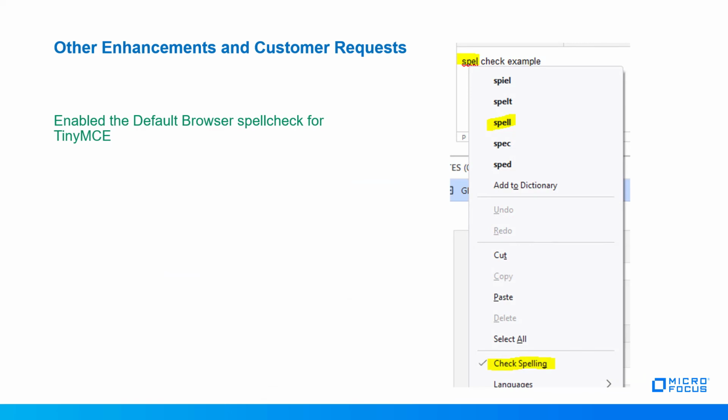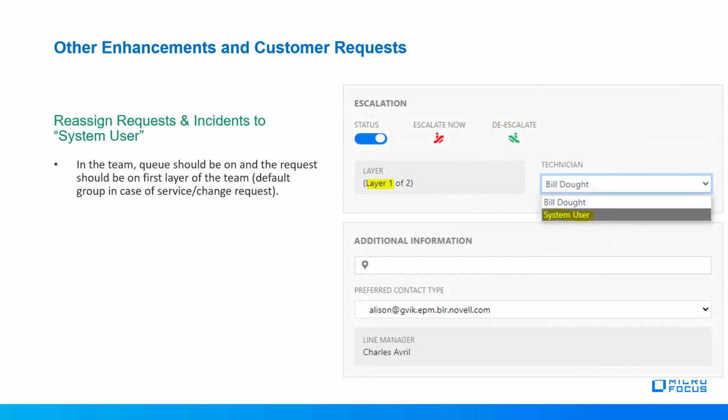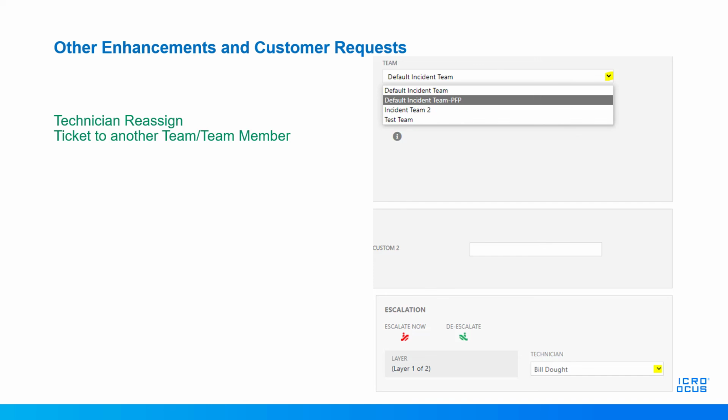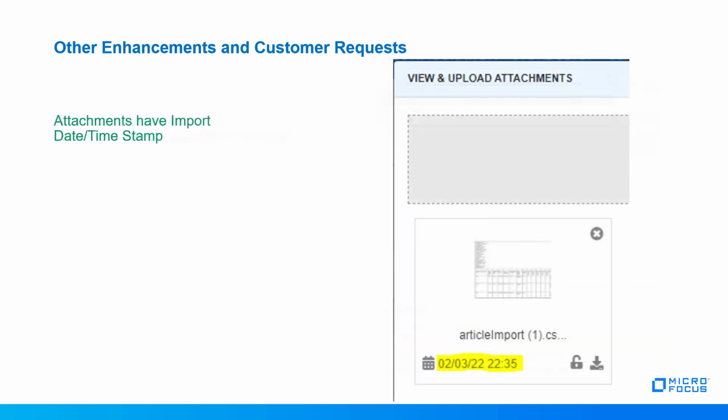Being able to assign a ticket back to the system user can be configured in the team where queue should be turned on, and you'll see the system user in the technician list if the request is on the first layer of the team. You can also reassign a ticket to another team or another team technician even if you are not part of that team. Another minor cosmetic adjustment where attachments now have the uploaded date and timestamp.